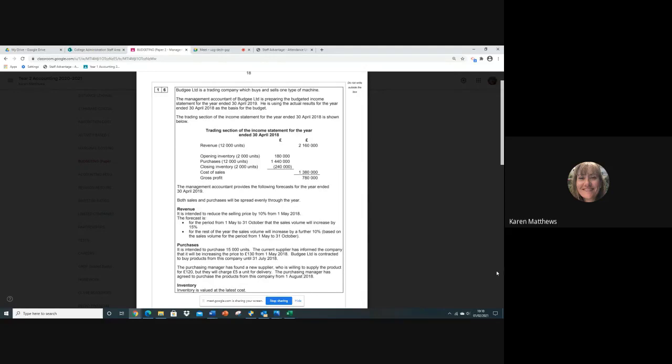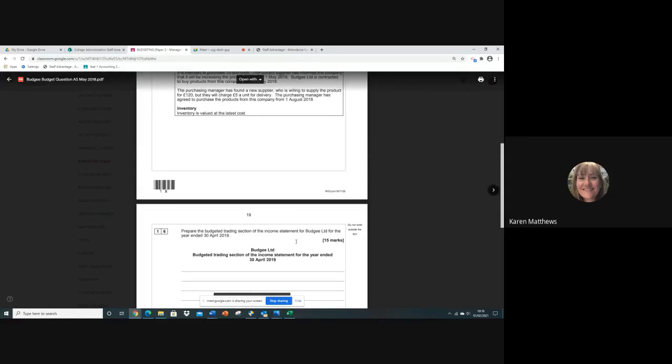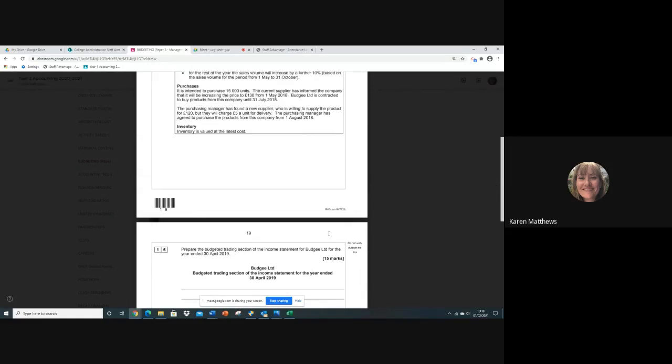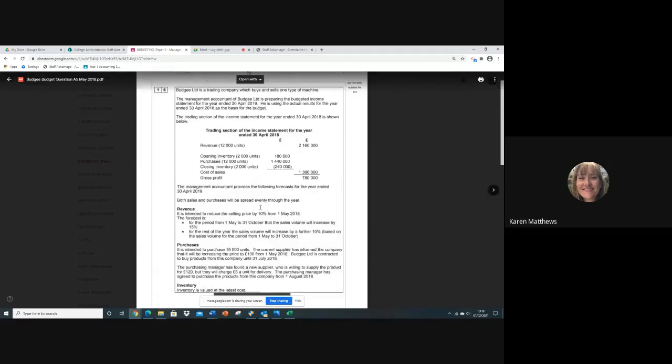So if we just have a little look through the information, what we've got to do is prepare the budgeted trading section of the income statement. So we're not doing the whole income statement, it's only the trading section. And this was worth 15 marks, so quite a lot of marks, but quite a lot of work to do. So things we need to remember when we're doing the trading section is that we've usually got some figures to base it on from the previous year. And we've been given the actual income statement, this trading section, for the year ended 30th of April 2018. And we're doing a budget for the year ended 30th of April 2019.